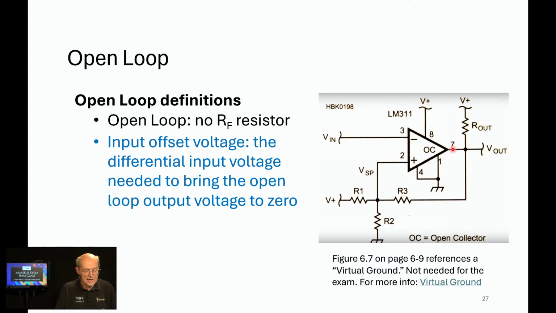So to get this to actually go to 0, there will normally be a slight difference between these two in order to make that go to 0. And that's defined as the input offset voltage.